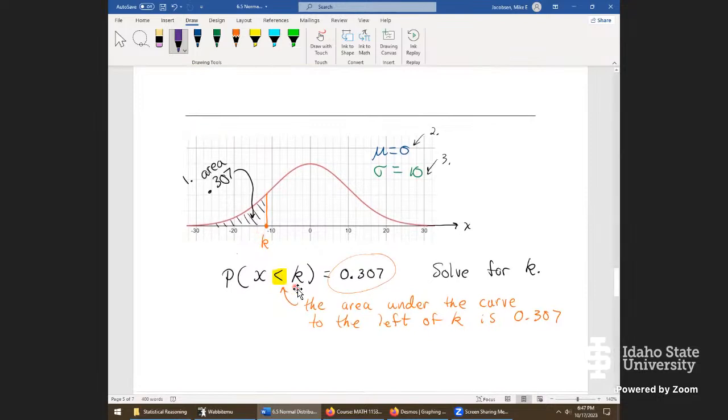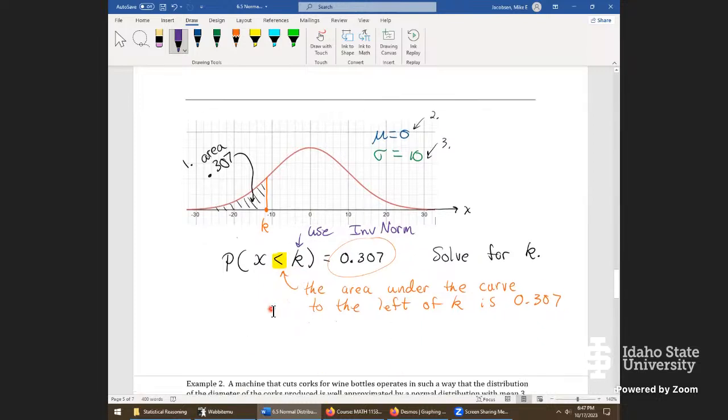So if you ever see this, where you want to solve for K, use INV, that stands for inverse norm. So we need to use the inverse norm option for this particular problem. I'll show it once in the calculator.